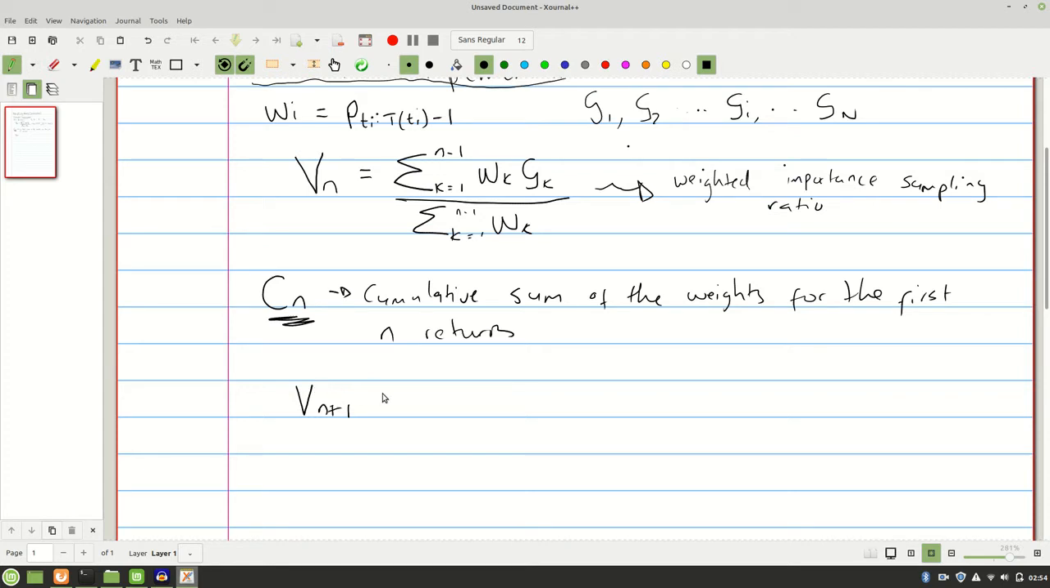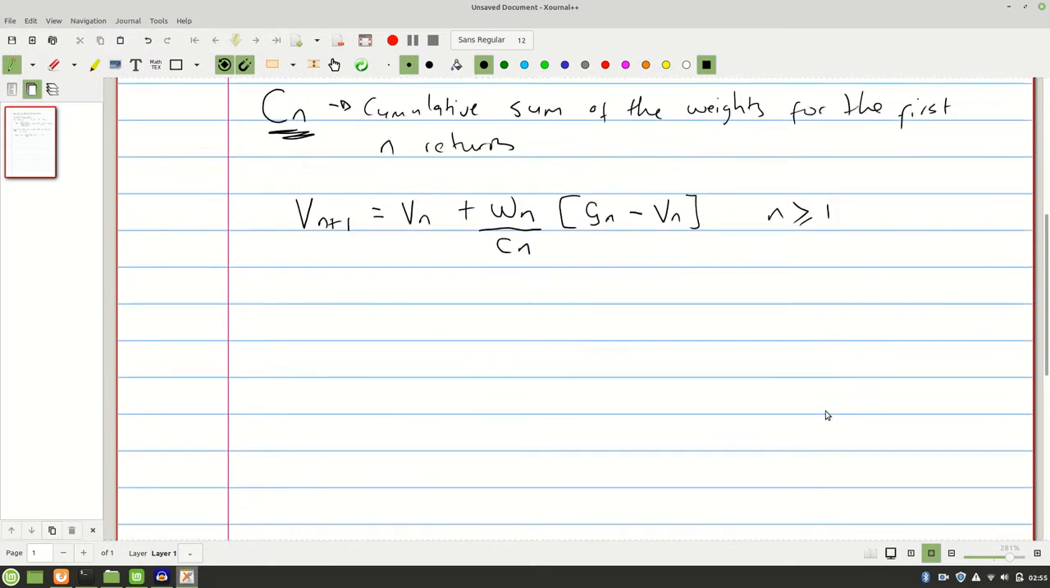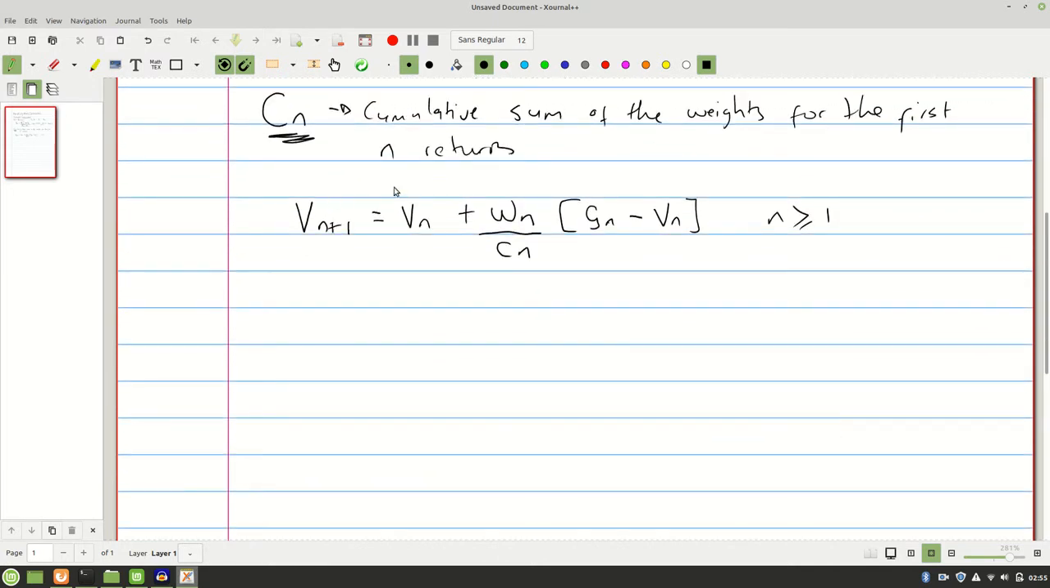And we want to update its value. So Vn plus 1, we compute this as Vn plus Wn over Cn times Gn minus Vn for all n greater than or equal to 1. So this is the update rule, the incremental update rule for Monte Carlo.